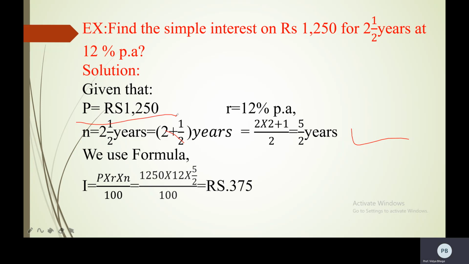Now here the principal amount is what? 1250 and R is equal to what? 12% per annum. Then by using this formula, I is equal to PRN divided by 100, we put the values of P, R and N. We get the interest 375.